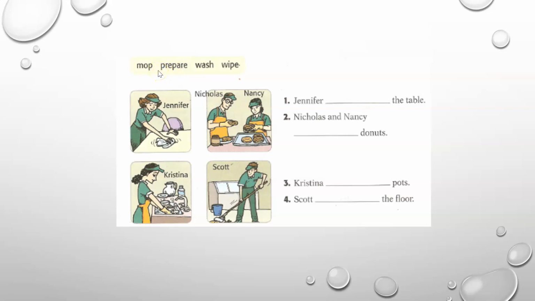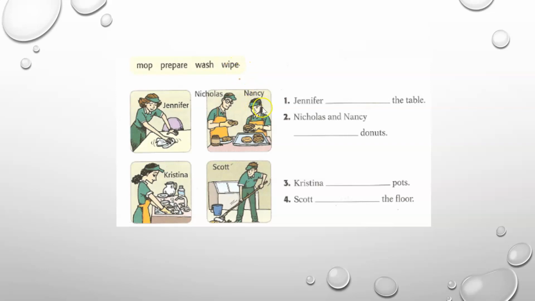The present continuous form, once again, is a specific form of the verb to be, either am, is, or are, depending on the subject, and then an ing form of the action verbs. So we will be using these verbs in an ing form. Mop is going to be mopping, double P. Prepare, it will be preparing. Wash is washing. And the progressive form of the verb wipe is wiping.